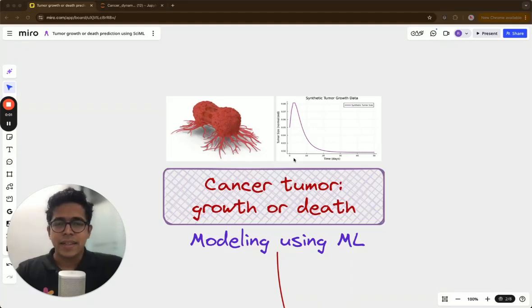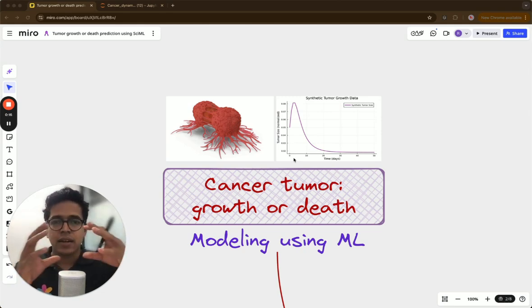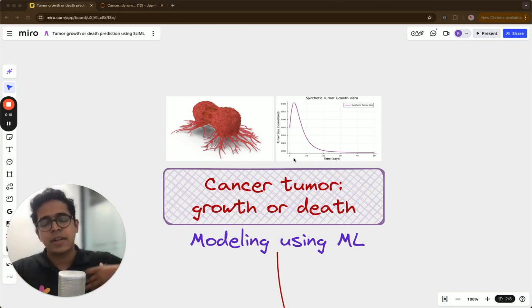Hi, in this lecture, we will build a machine learning model for predicting the growth of a cancerous tumor. So we will try to predict how big the tumor grows in volume, and if there is an intervention like chemotherapy, how does it shrink, at what rate, and after a given number of days, what could be the predicted size of this tumor. We will try to model this.